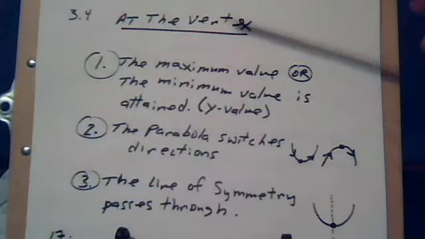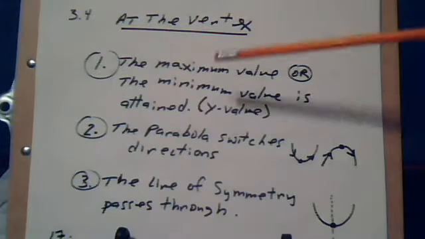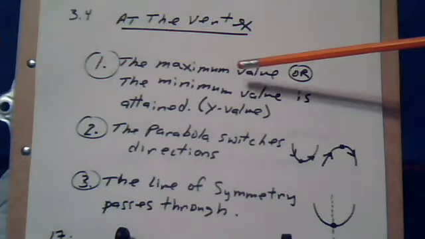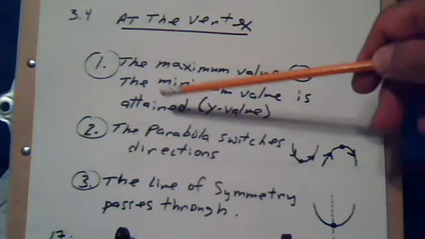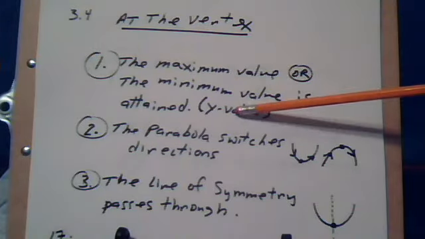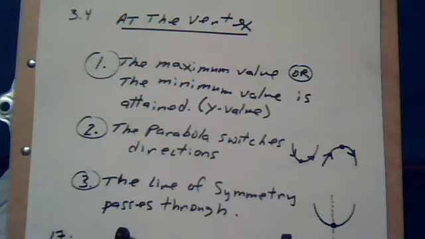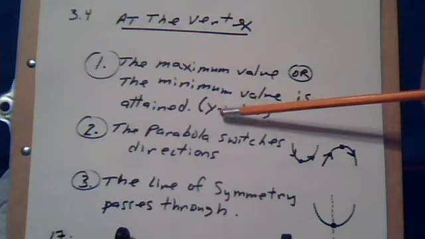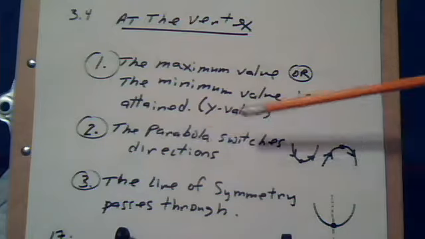The vertex is a very important point in the parabola. Three things happen. The maximum value or the minimum value is attained, and that's taken up by the y. So when we say max, we mean a max y. When we say min, we mean a min y. Also, the parabola switches directions.